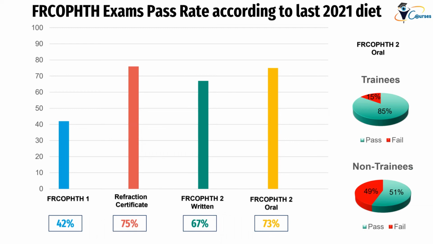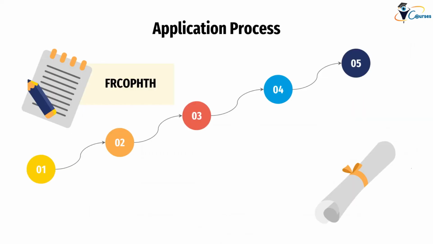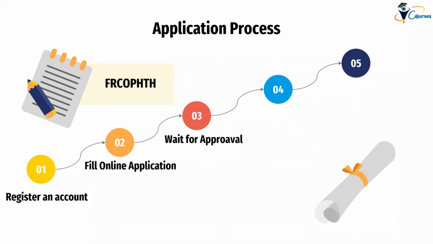Also, one of the common questions I have always been asked about is the application process. Some candidates can struggle with the application process, so let me simplify it. Start first by registering an account at the Royal College of Ophthalmologists website. Then you fill in the online application. Then you wait for approval, and I'm going to tell you approval for what. And then after approval, you choose the exam and pay the fees.